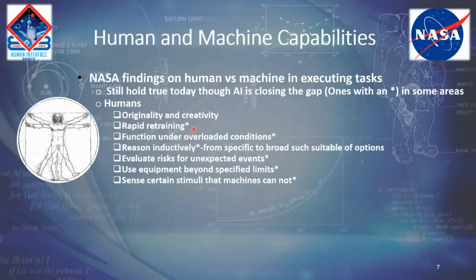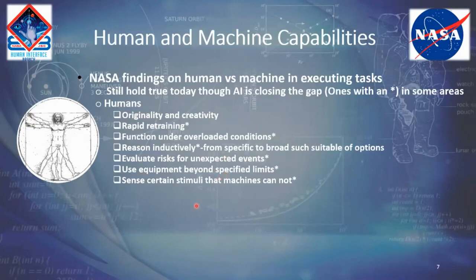Rapid retraining: we can adapt very quickly to training. We can function under overload conditions. We can still function to a certain extent when too much is being put on us, and we'll be able to handle it in an adaptive fashion. We reason inductively, from the specific to the broad. We try to look at all possibilities, and that's actually good when we're designing systems. We evaluate the risk of unexpected events.